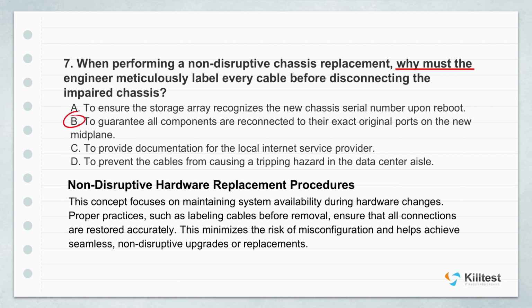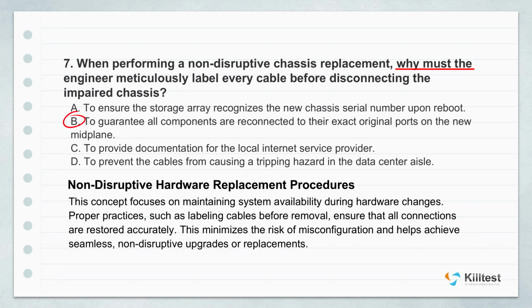When you boot up, the OS reads the EEPROM to verify its licensing. Cable labels have absolutely zero impact on how a silicon chip reads a hard-coded serial number. Excellent clarification. Option C is wrong because your local ISP does not care about your internal storage cabling.